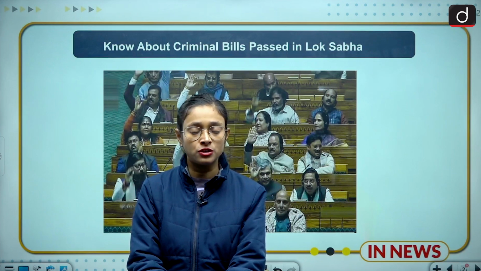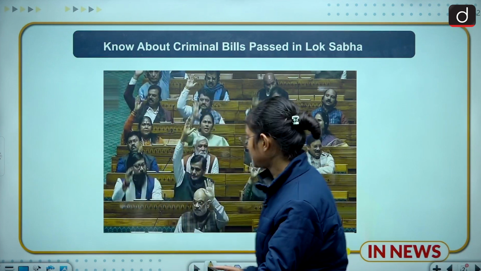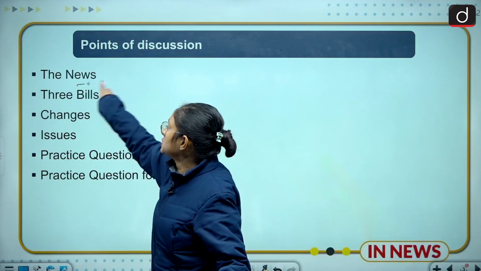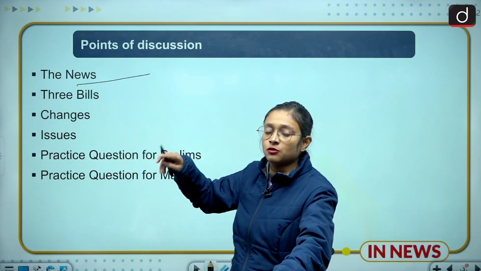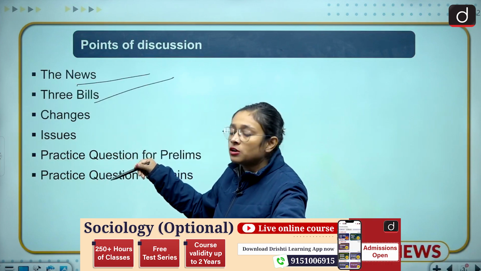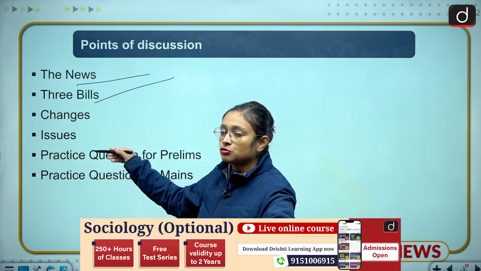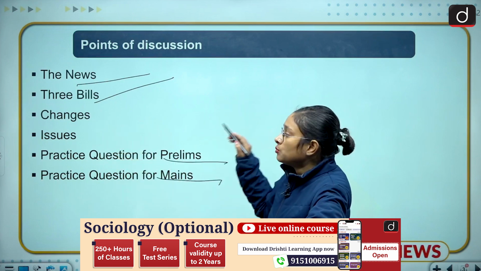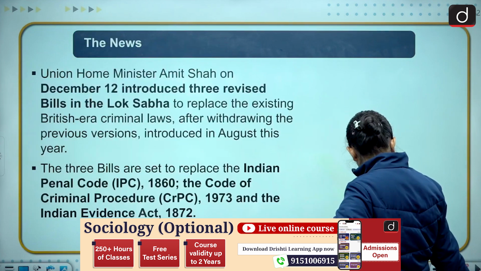So moving to the points of discussion. First of all, we are going to discuss the news, and then we are going to discuss what the 3 bills are, what changes they have brought, and what the concerns and issues related to these bills are, followed by practice questions for prelims and mains. So moving to the news part.